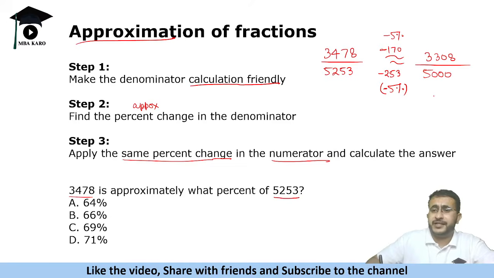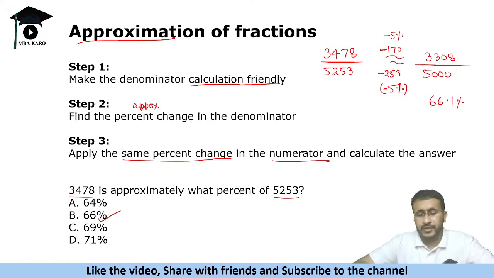Divide by 5, you will get 66, right? Roughly 66, like 66 is completely divisible, 66.1%, roughly this value. Okay, so your answer is 66%. Now you can try the values, take a calculator, divide 3478 by 5253. You will get a very close value. हो सकता है 66.2, 66.3, 66.4 हो, but very close to 66. So this is how you can calculate super fast, and you do not need a calculator for that.